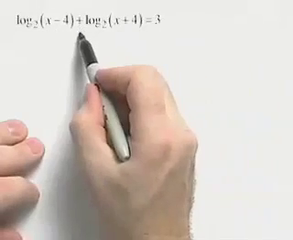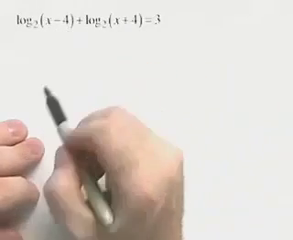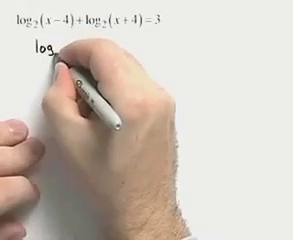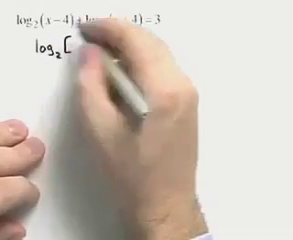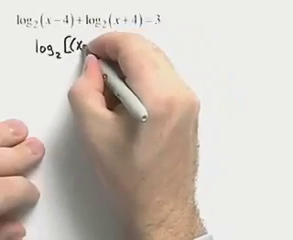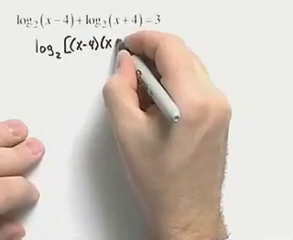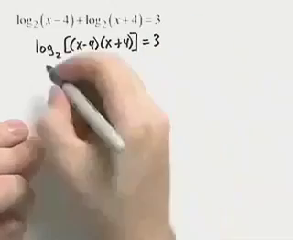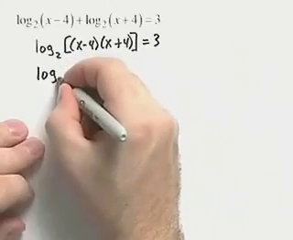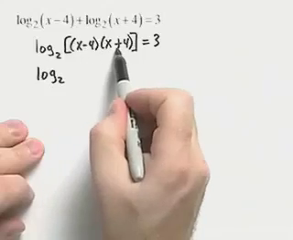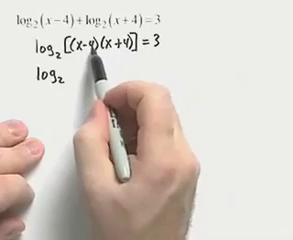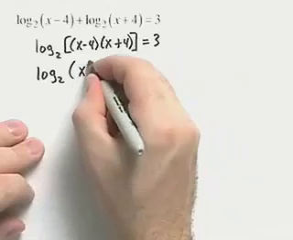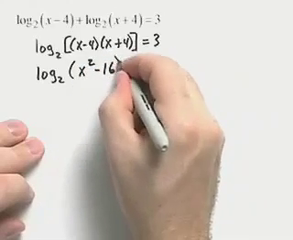In particular, we're going to use the product rule since we have the sum of two logs with the same base. So we can rewrite this as log base 2 of the product of these two insides, x minus 4 times x plus 4, and that has to equal 3. I'm going to clean that inside up a little bit. x minus 4 times x plus 4 is a special form when we multiply that together. It's the difference of two squares, x squared minus 16.